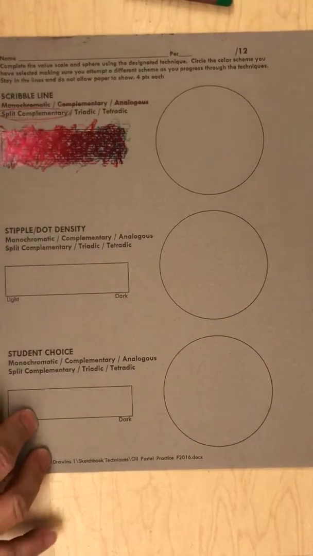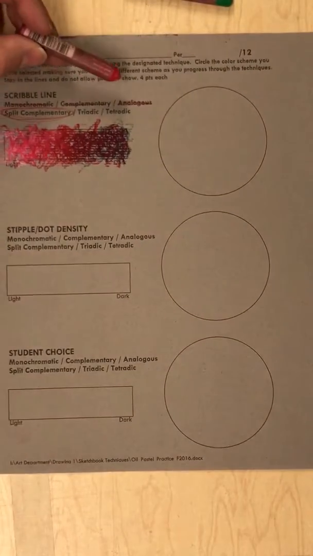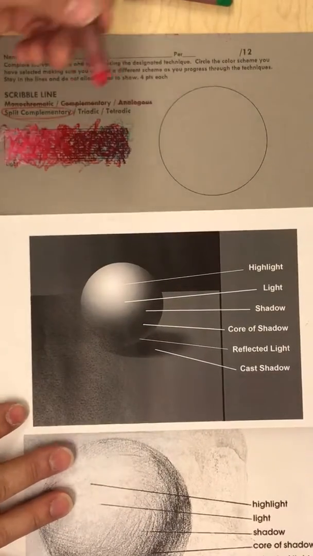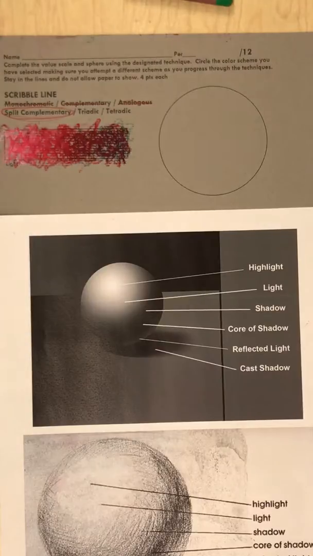Now that I've completed the value scale, I'm going to jump into the actual sphere using, once again, my handout as my reference. Similar to the other ones, I'm going to start by adding red throughout the entire circle to kind of establish where my shadows are going to be and establish what my base color is.